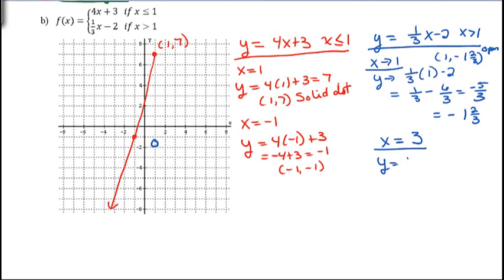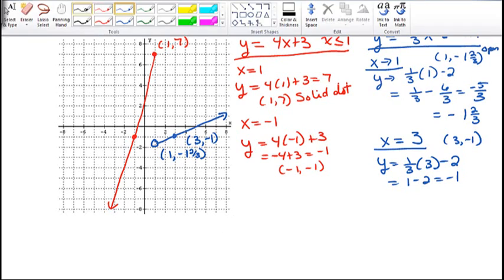So I'll have y is equal to 1/3 times 3 minus 2. And 1/3 times 3 is 1, so I get 1 minus 2 or negative 1. So this gives me the point 3, negative 1. So here's the point 3, negative 1. And label this point as the point 1, negative 1 2/3. And then we can go ahead and draw that piece of the graph in. Okay, so there's our graph, and then we want to find the domain and the range.